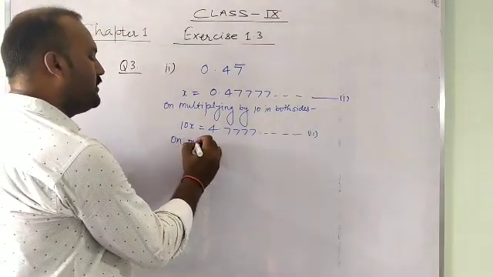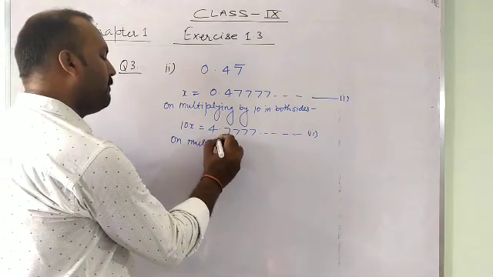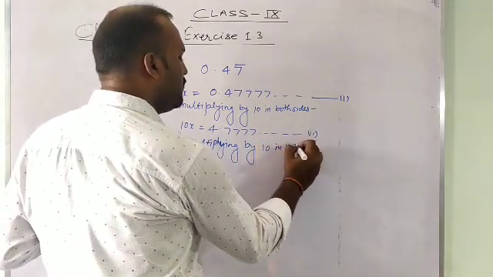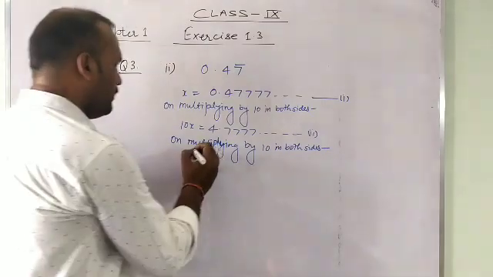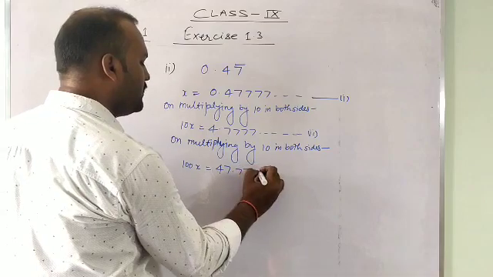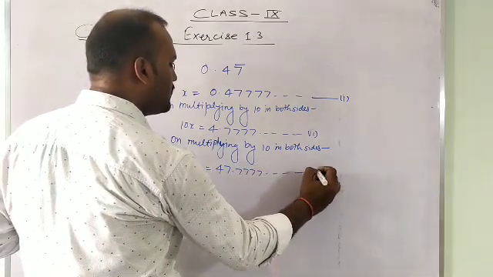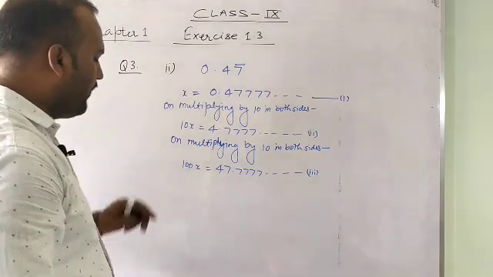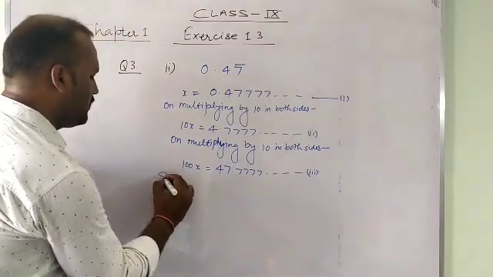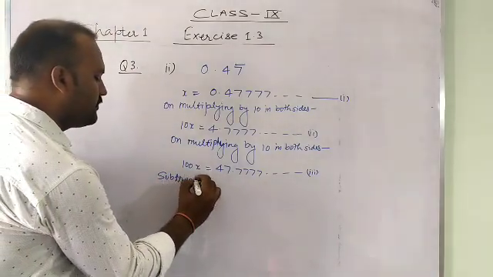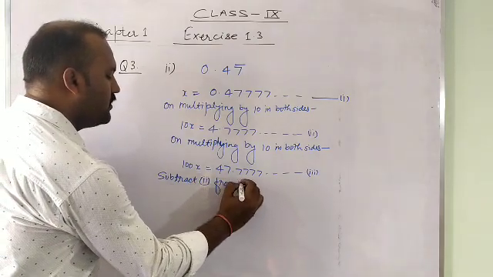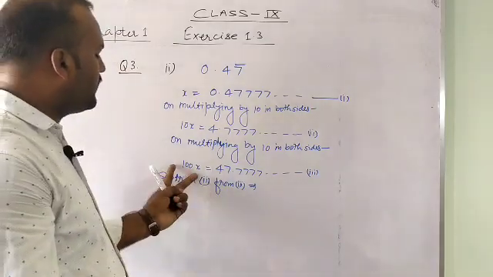Again on multiplying by 10 in both sides, here will be 100x and this will be 47.7777 and so on. This is the third equation. After this, now we have to subtract second equation from third. Now subtract here 100x and here 10x.